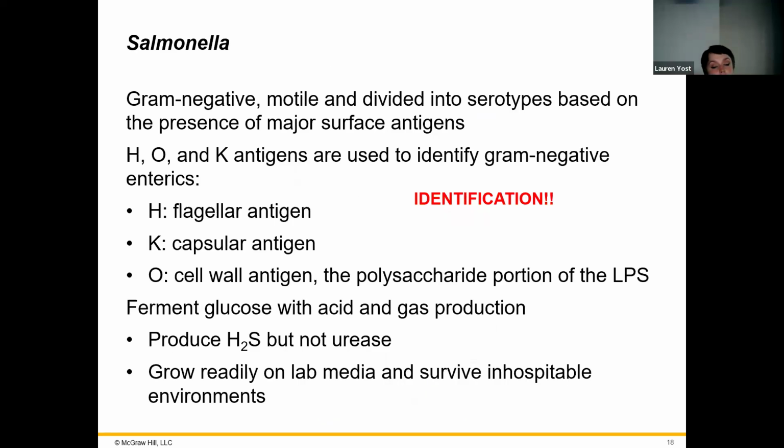Salmonella. So this causes a disease called salmonellosis. It is a gram-negative motile bacteria, and we divide it up into serotypes based on its antigens. Those antigens are the H, K, and O antigens, the flagellar, capsule, and the cell wall antigen, and can relate to the LPS, or the endotoxin on the surface as well. These guys produce H2S, but not urease. And so these are ways that we can identify these guys.